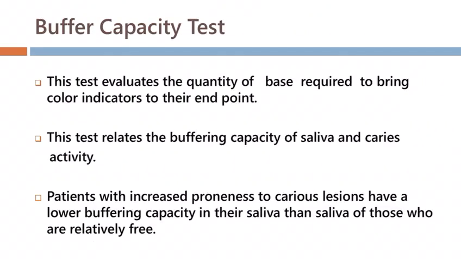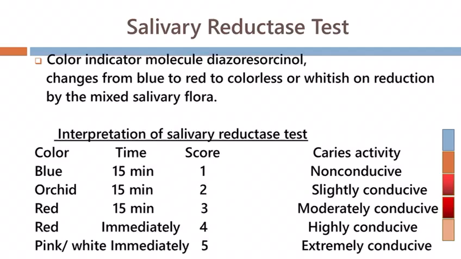Moving on to the buffer capacity test. The buffer capacity test evaluates the quantity of base required to bring color indicators to the endpoint. This test relates the buffer capacity of saliva and caries activity. Patients with increased proneness to caries have a lower buffering capacity in their saliva than the saliva of those who are relatively free.